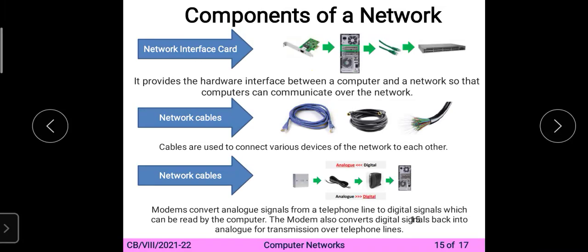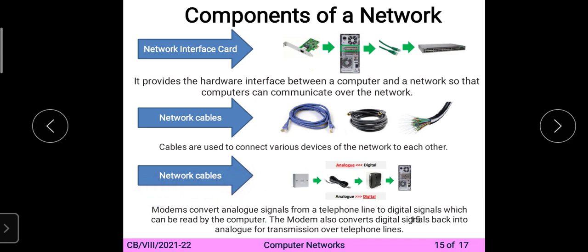In previous classes, we learned about the components of the network. First, we learned about the network interface card (NIC) that is by default attached in your CPU, network cable, twisted pair cable, coaxial cable, and the fiber optical cable. These are the three types of cables to connect the internet connection to your devices.